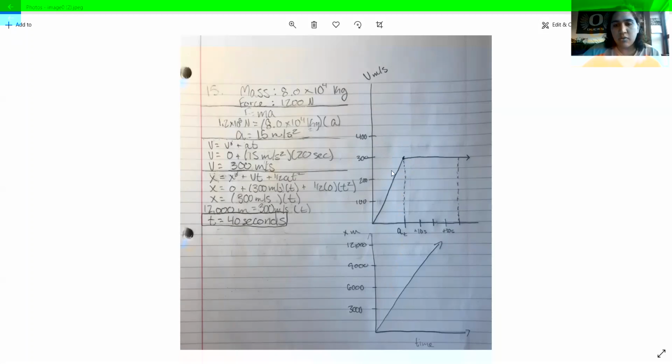And we have this graph showing that the velocity is increasing at the same rate, which is the acceleration, and then we have the constant velocity at 300 meters per second. And then we have our position graph starting at the 20 seconds. So this is 20 seconds. And going forward, we have a constant increase in position because of a constant velocity.